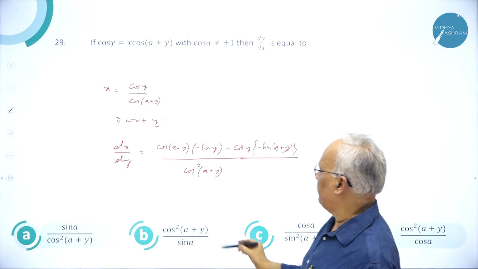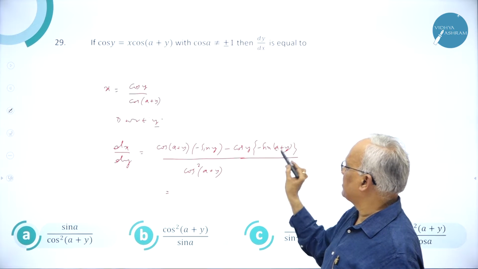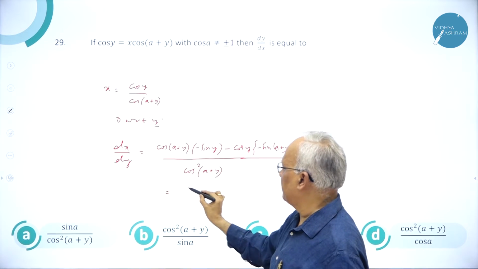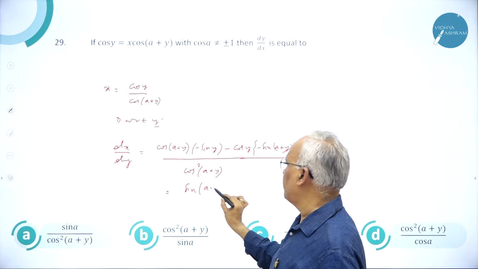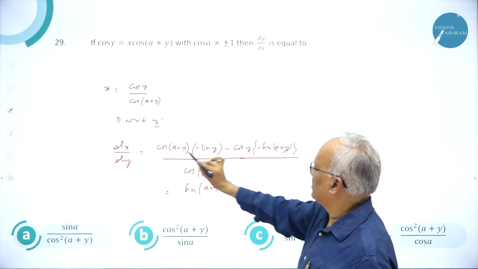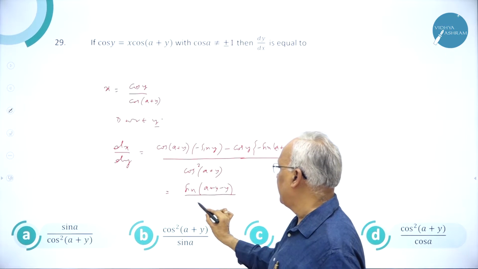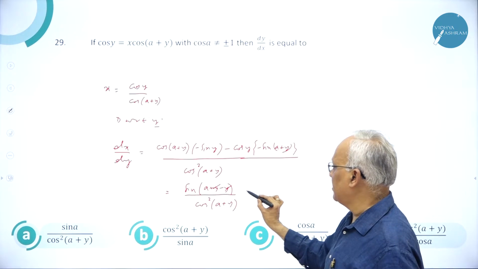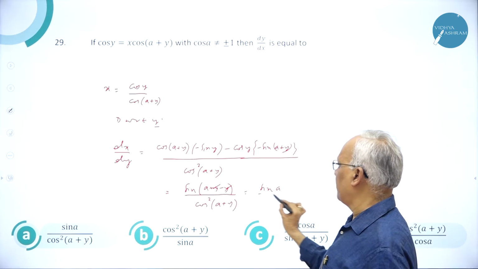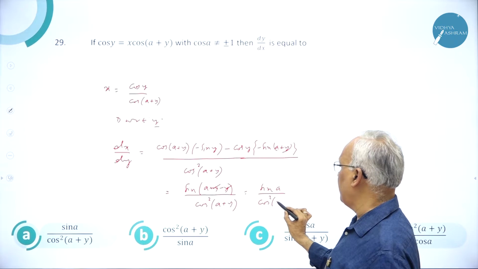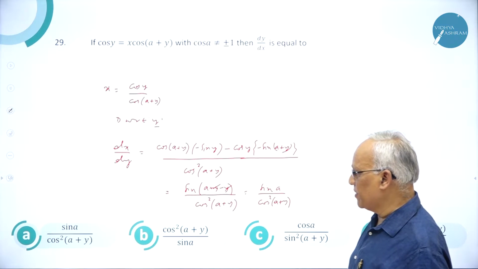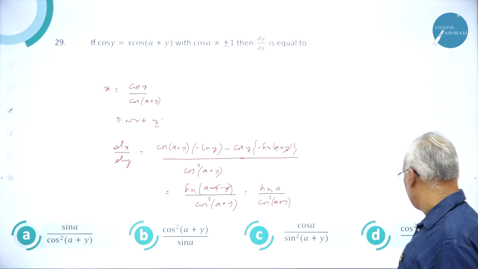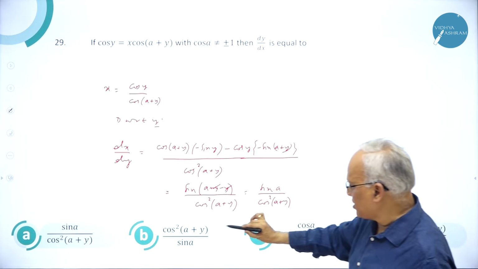Now you see this carefully. This is equal to minus of minus plus sin a plus y cos y minus cos a plus y sin y. Sin a cos b minus cos a sin b form. It is sin of a plus y minus y divided by cos squared a plus y. So y cancels. So answer is, see, you may go wrong here also. Sin a by cos squared a plus y. That is wrong because you want dy by dx. So reciprocal of that. Cos squared a plus y by sin a.